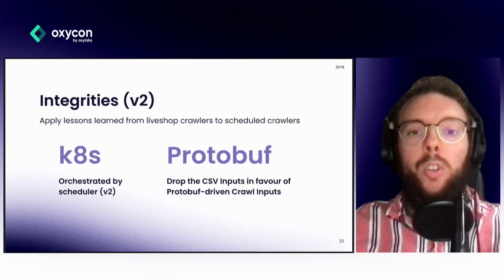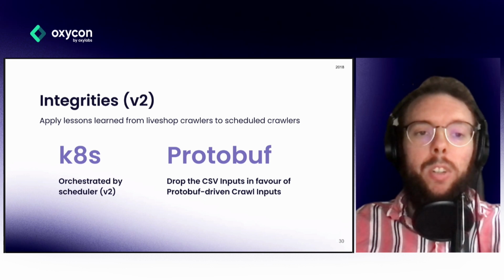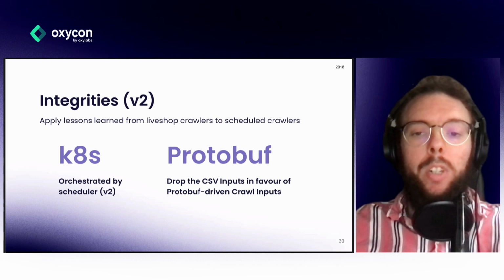Now, we also learned a lot from our Kubernetes workloads for scrapers for live shops. And we knew we wanted to automatically scale our scheduled shops in our new system. So we also moved the regular scheduled crawlers to Kubernetes, and we dropped the entire CSV input from the pipeline and moved everything to Protobuf.